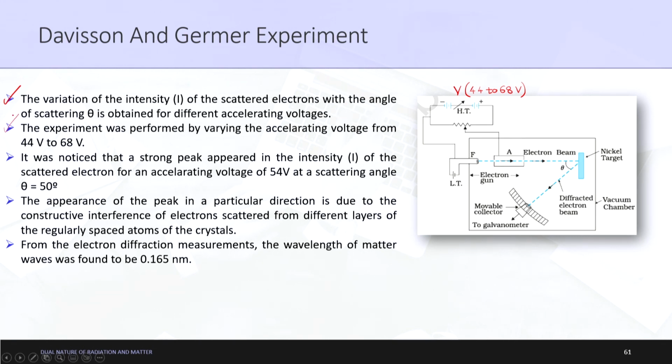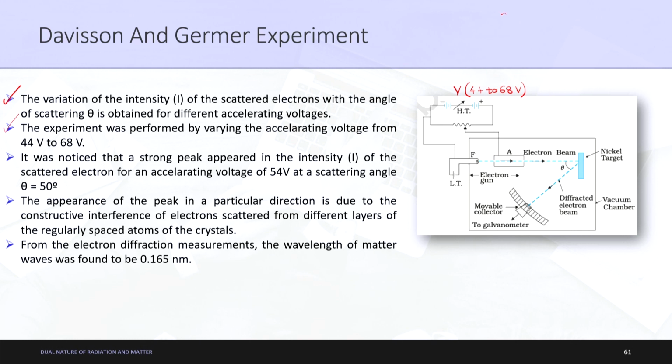It was noticed that a strong peak appeared in the intensity I of the scattered electrons for an accelerating voltage of 54 volts at a scattering angle of theta equal to 50 degrees. So, there were two different cases being observed.